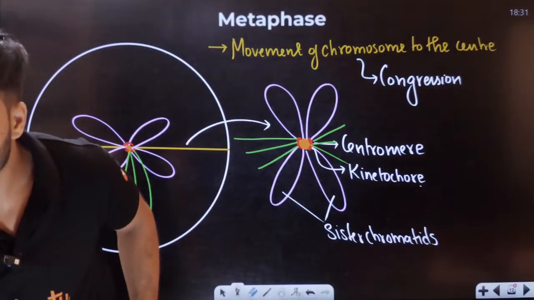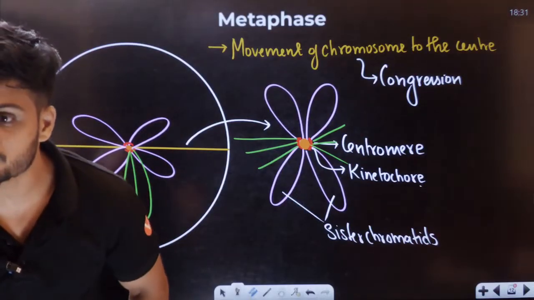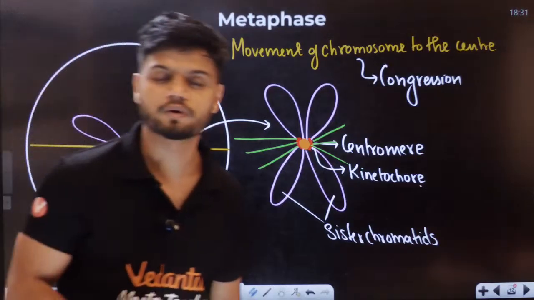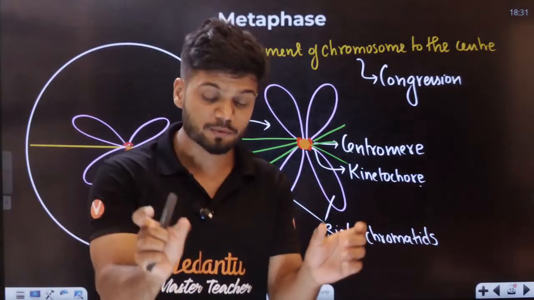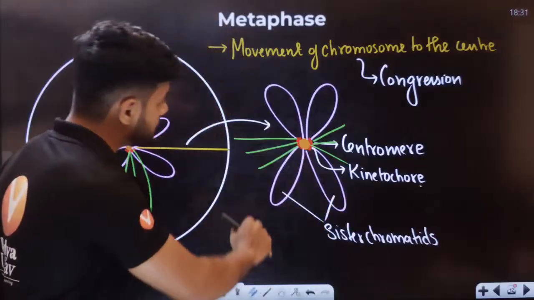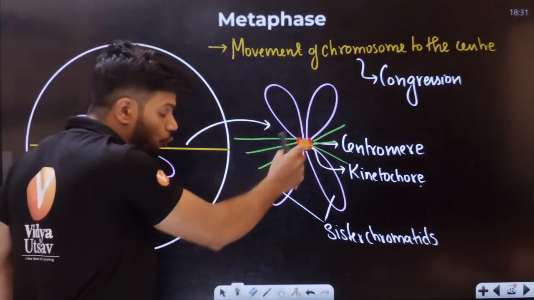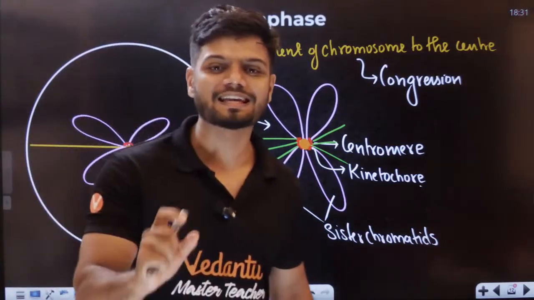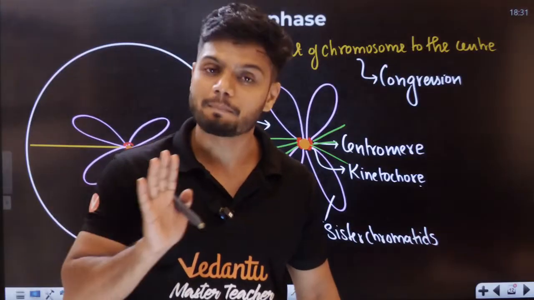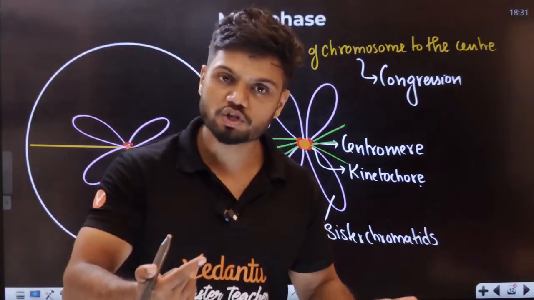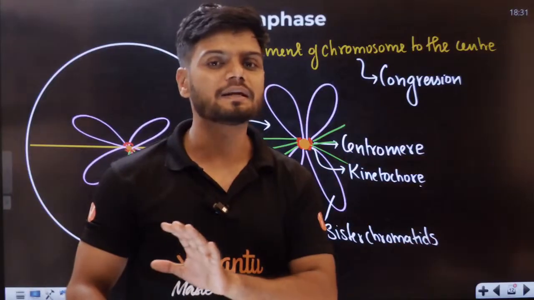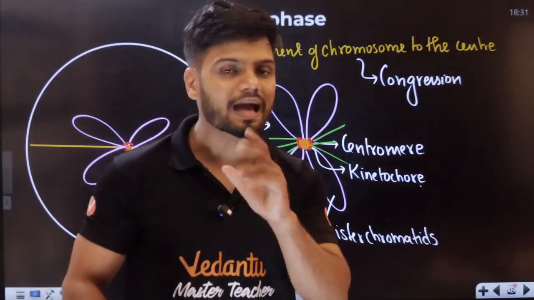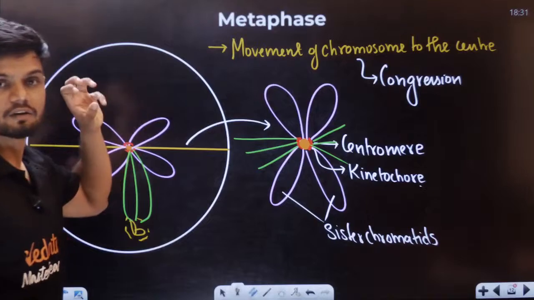Sir, does it attach in prophase or in metaphase? Govirshan, it happens in metaphase. The attachment of the spindle fiber to the kinetochore happens only at the start of metaphase. Spindle fiber formation happens in prophase, but attachment does not happen there. Attachment only happens in metaphase.